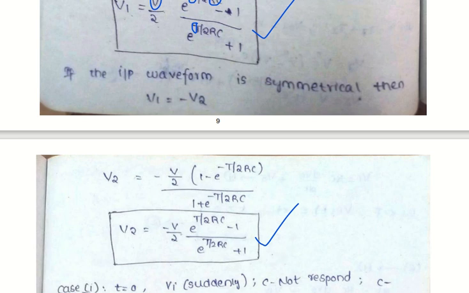Now, this is about the square wave response of the low pass RC circuit for a step input signal. Sorry, for a square wave input signal.